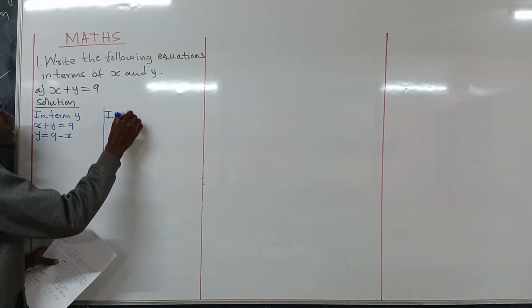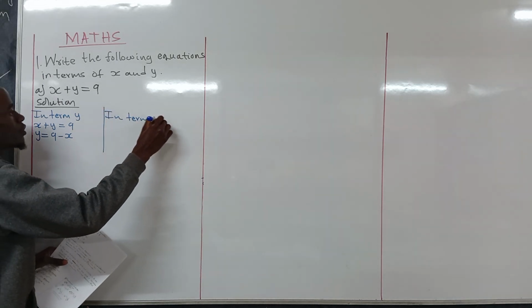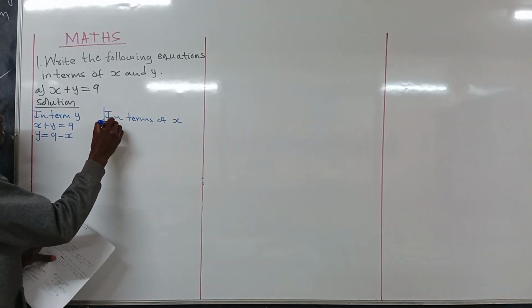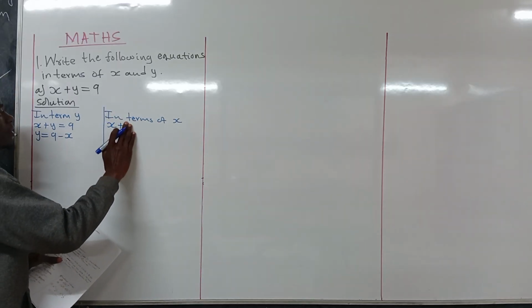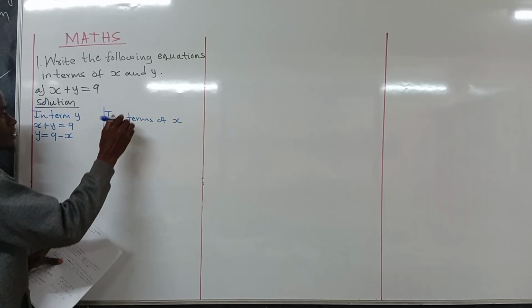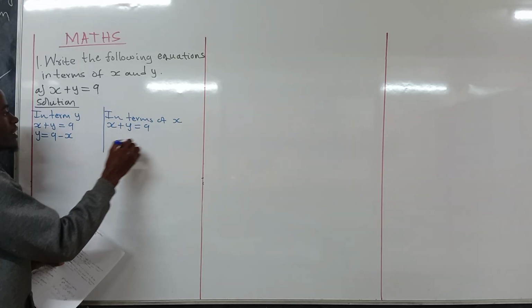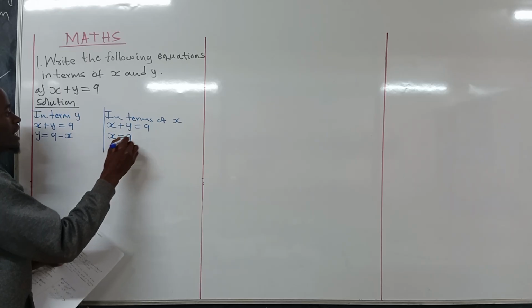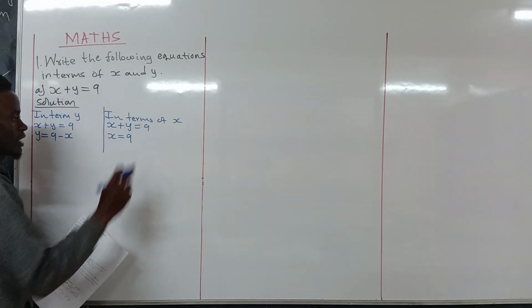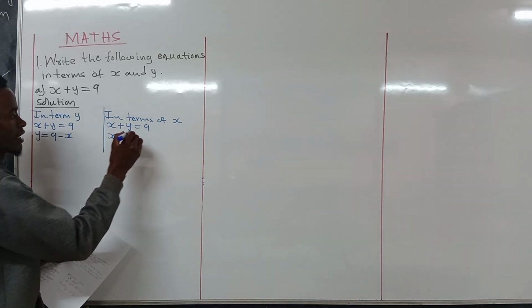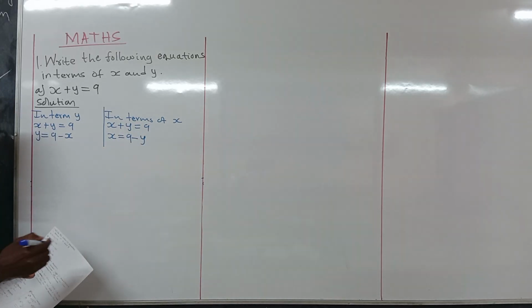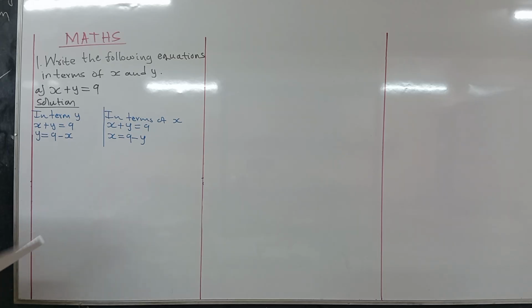So in terms of y, we have done y. Now in terms of x, we have x plus y, that is the initial equation, is equal to 9. So we are going to have x remaining here is equal to 9. The y comes to the other side of 9, so it changes its sign from positive to negative, and that is our solution.